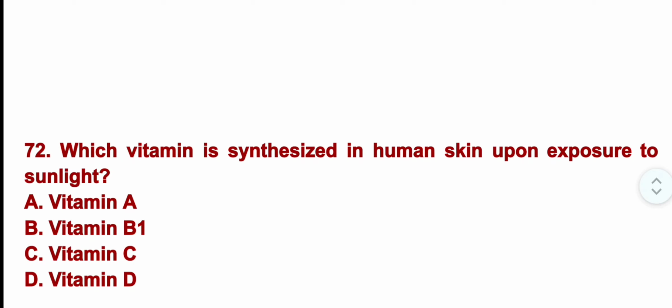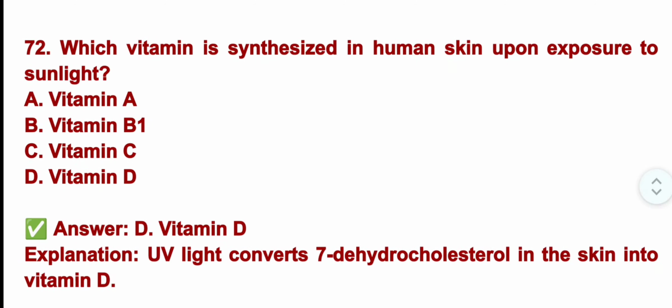Question number 72. Which vitamin is synthesized in human skin upon exposure to sunlight? The correct option is option D, vitamin D. UV light converts 7-dehydrocholesterol in the skin into vitamin D.